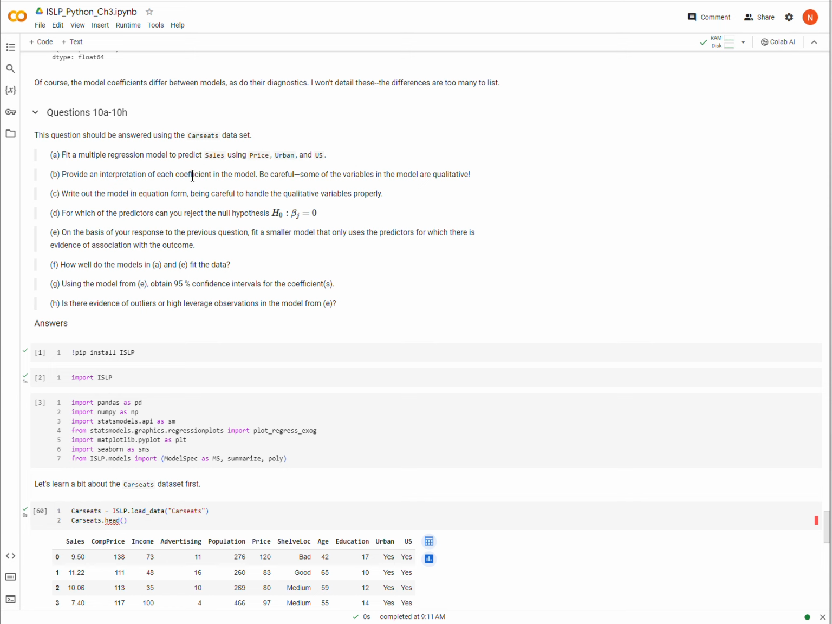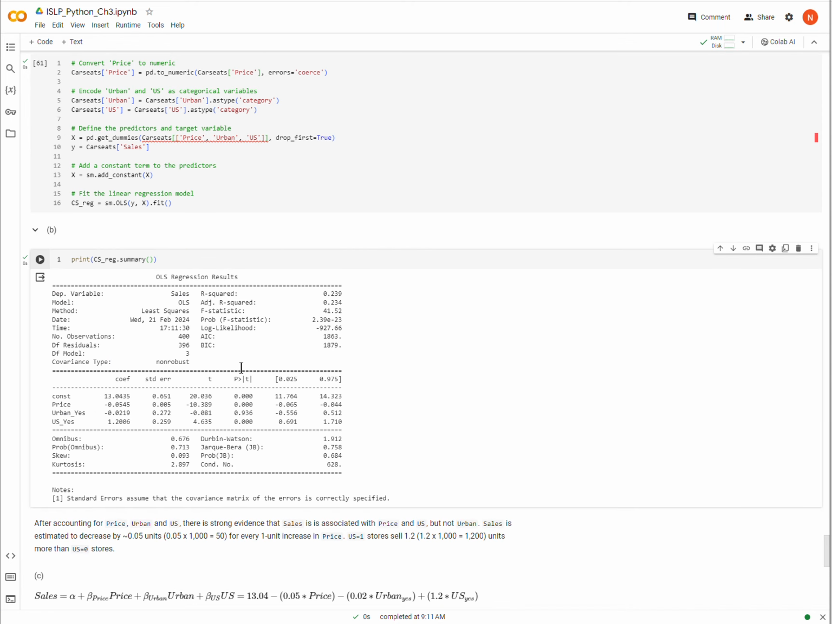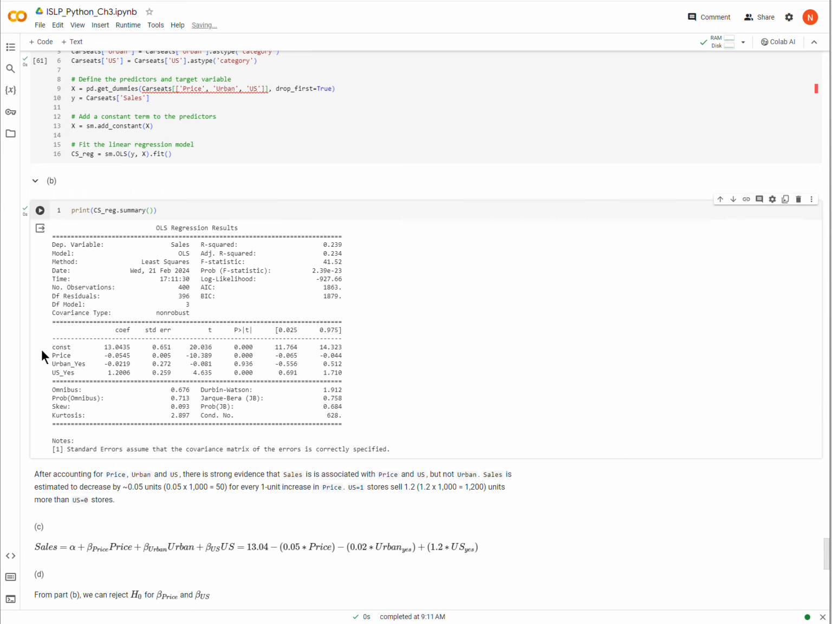Now it asks us to provide an interpretation of each coefficient in the model. So I'm going to use the summary function here, and print it. I get this nice printout, and what I'm interested in for this question is right here in this table. What can we learn from this? One thing we can learn is that the significant associations with sales happen to be price, and we can see that because of the very low p-value, and US, which is here, and that urban does not seem to have a significant p-value. So the association does not seem to be significant between urban and sales.